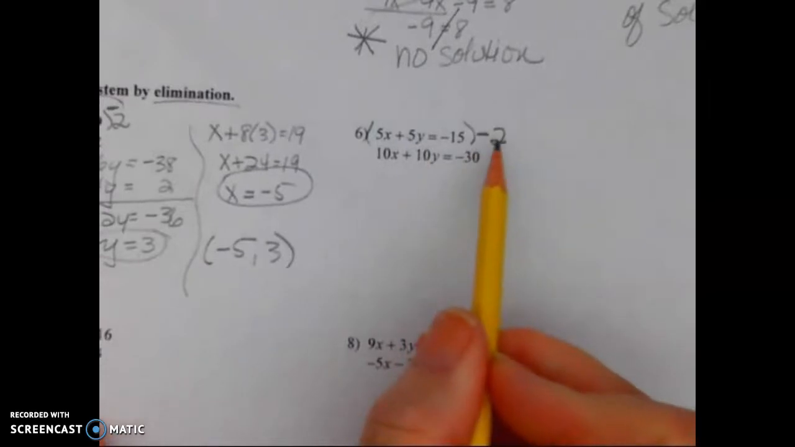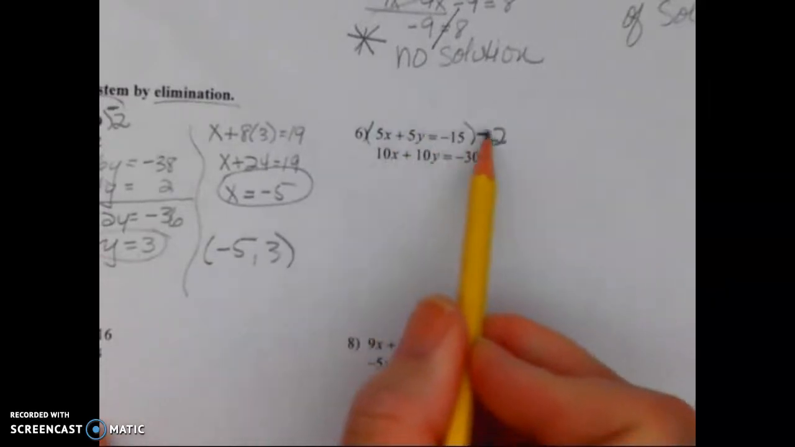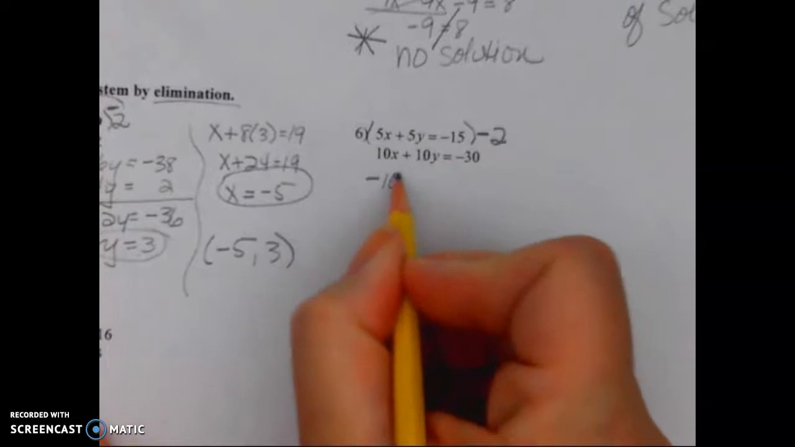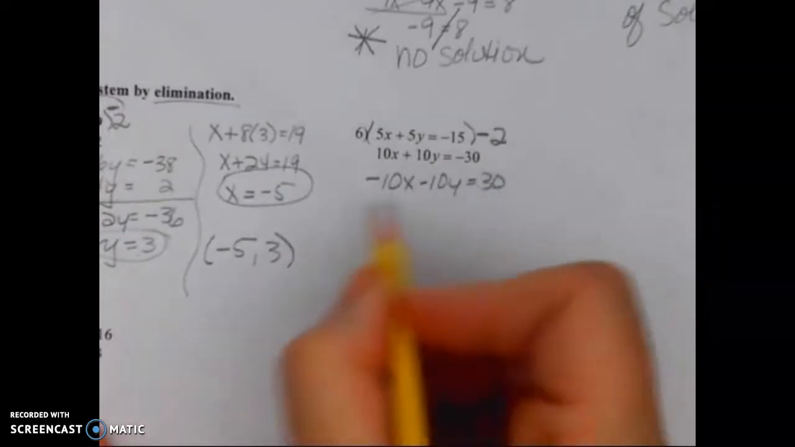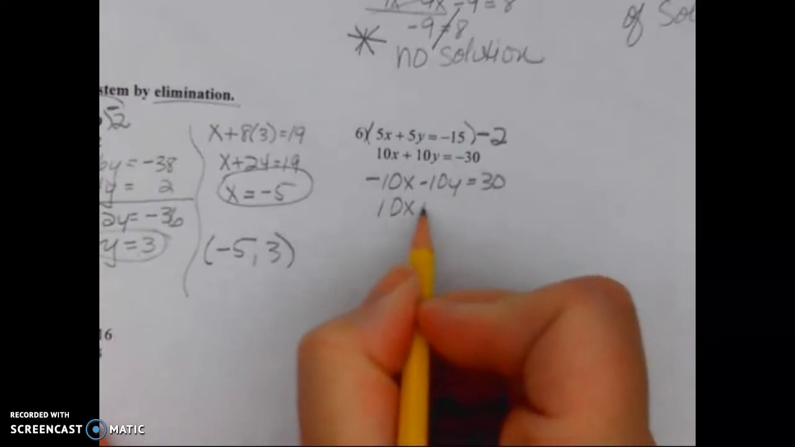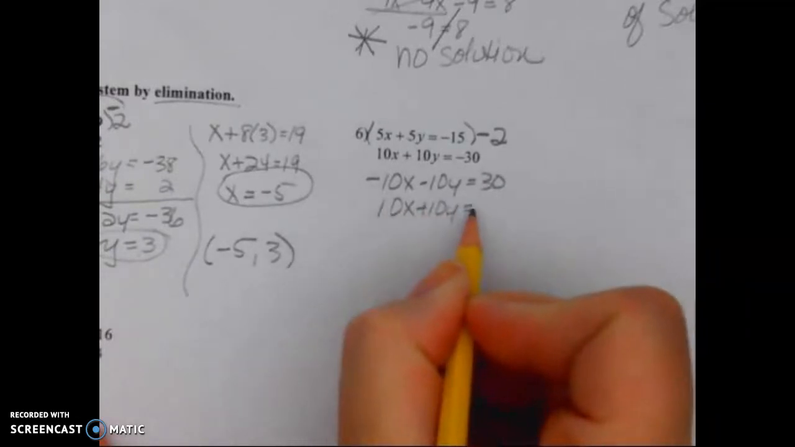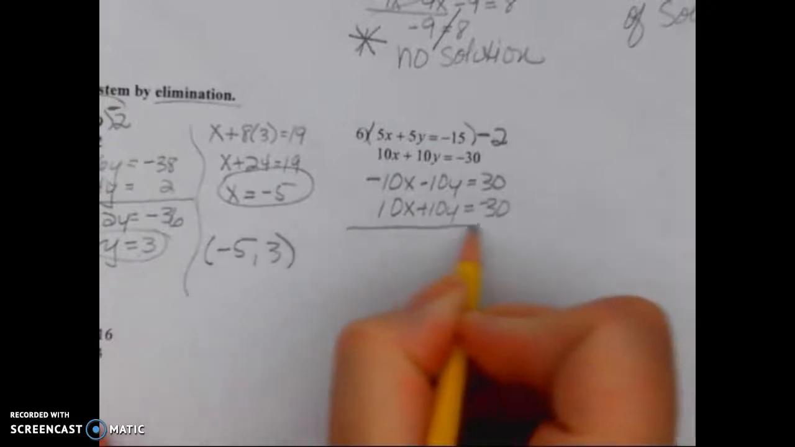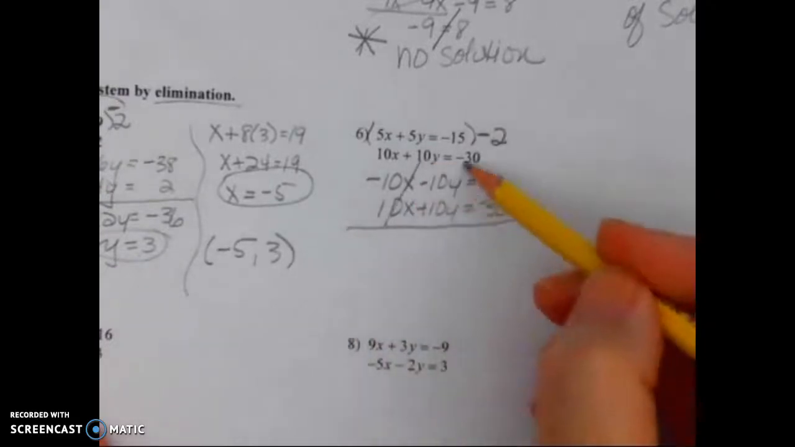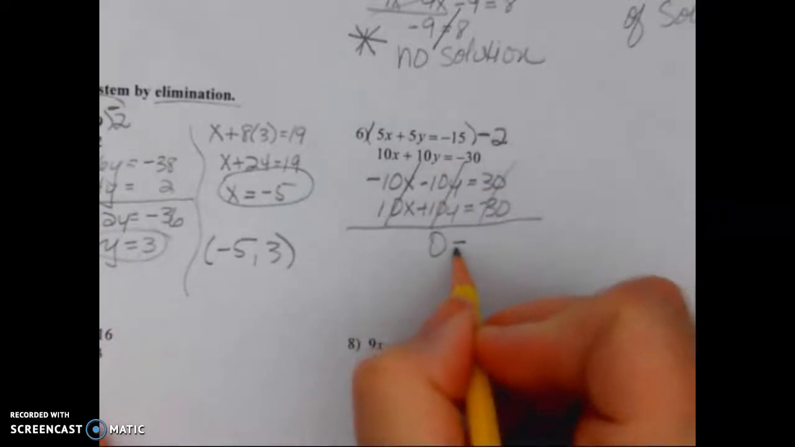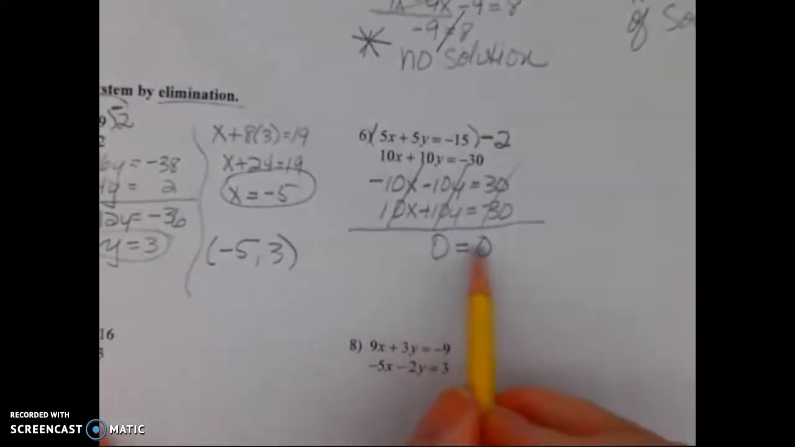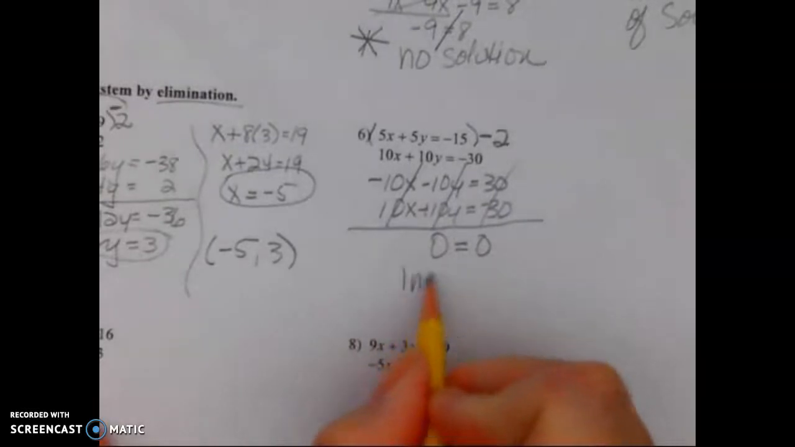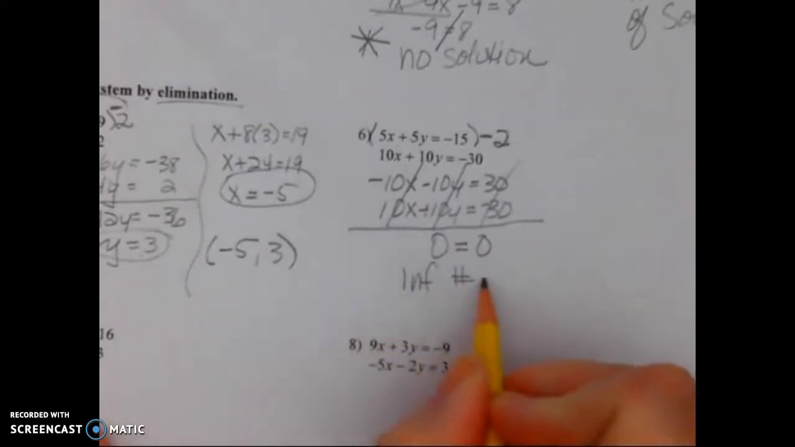So I'll distribute this -2 to all 3 terms on the inside. Oh, look how pretty that is. Oh my gracious. That cancels, that cancels, that cancels. 0 equals 0. You guys, this is one of those special cases we said when you get a number equals a number. It's an infinite number of solutions.